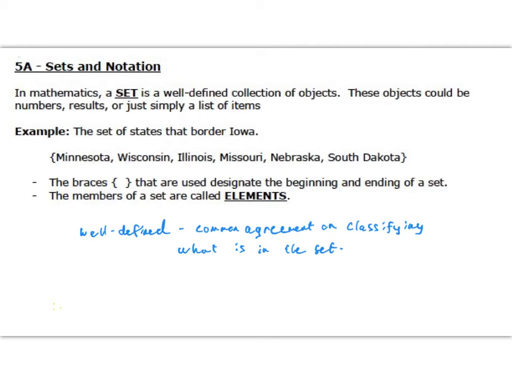Okay, so for example, if you have a set that has all of the third basemen that play in the major leagues, and you want to get a set that has all of the good third basemen in the major leagues, well, what's a good third baseman? I mean, they're all pretty good at that point, but obviously some might be better than others. So just something to think about, that you have to have common agreement on classifying what is in a set. It's got to be generally accepted that these things are factual.